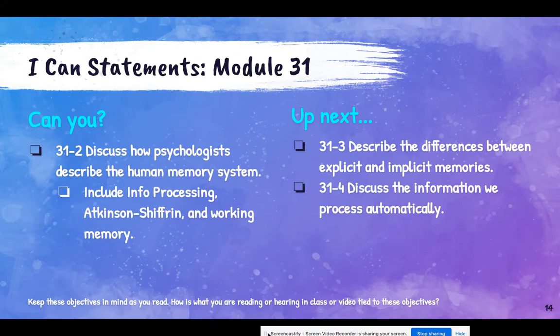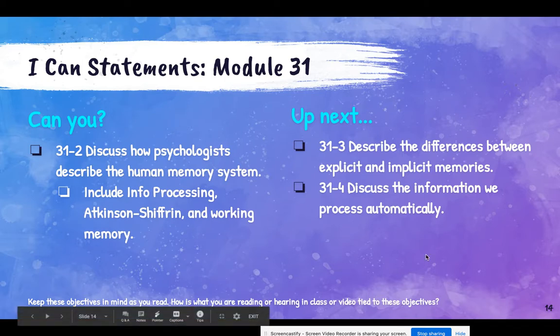As we continue learning about memory, we're going to focus on describing the differences between explicit and implicit memories, and then also learn about the information that we process automatically. We had previously learned about the Atkinson-Shiffrin model, and in that model, it was really focused on explicit memories. So let's look at both.